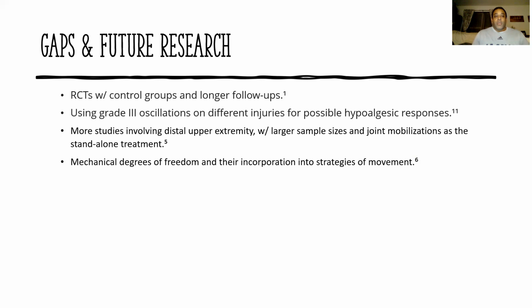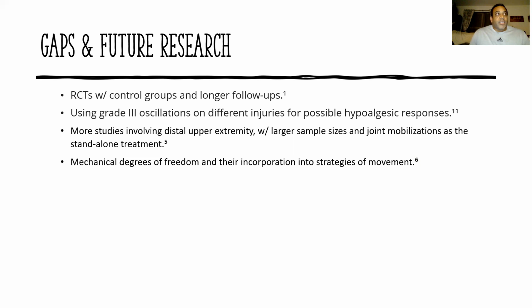They weren't very long. Another thing was using grade 3 oscillations on different types of injuries to test that hypoalgesic response. Most of the grade 3s for hypoalgesic purposes were on knees, and future studies on different injuries on different body parts, so shoulders, ankles, elbows, would be really helpful in progressing the use of mobilizations. And then more studies involving distal upper extremities.